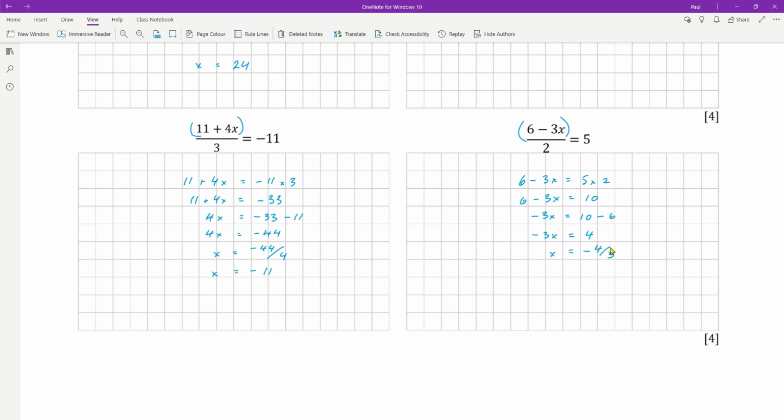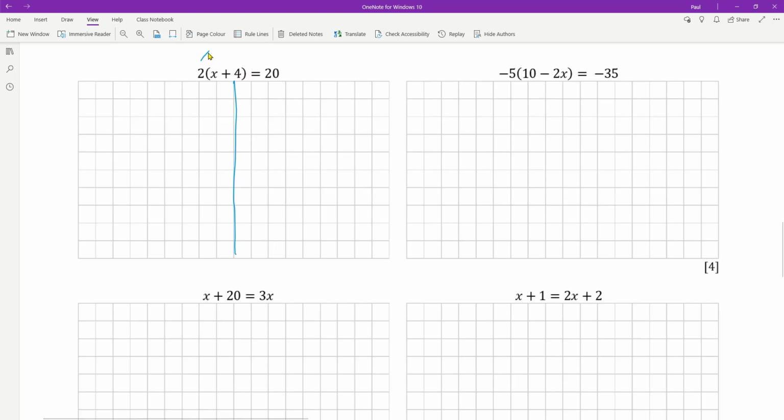So there are two ways of doing this. The first one I'm going to do is expand the bracket. So first it's going to be 2 times x, and then it'll be 2 times 4. So 2 times x is equal to 2x, 2 times 4 is equal to 8, and that equals 20. That's positive 8, on the other side will be negative 8. So 2x is equal to 20 minus 8, 2x is equal to 12, that's times by, so on the other side will be divide by, so x is equal to 12 divided by 2, so x will be equal to 6.